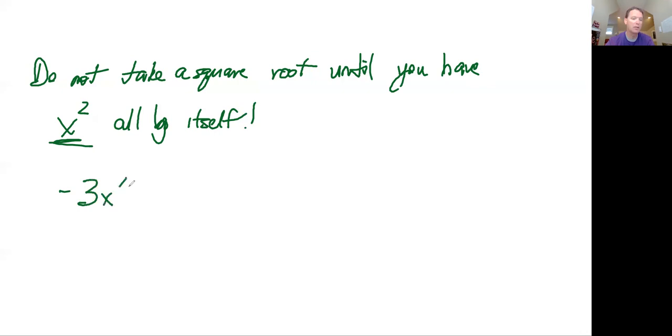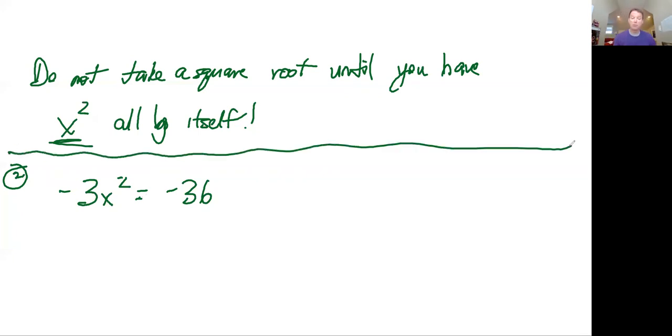Example number 2: minus 3x squared equals minus 36. And by the way, I want to remind you that we don't take the square roots of negative numbers. There's nothing that we can square at this point that's going to get us a negative number. So immediately, this should look like bad news to you. Like, how do I take the square root and get a negative number? Oh, wait a minute. I don't have x squared all by itself. So how do I get x squared all by itself? I divide by the thing that isn't x squared.